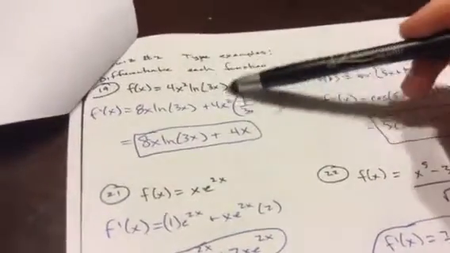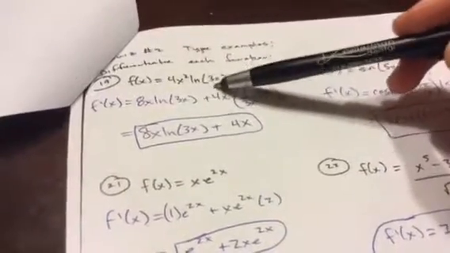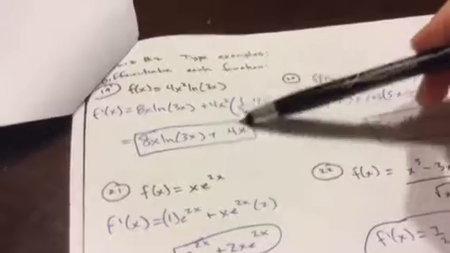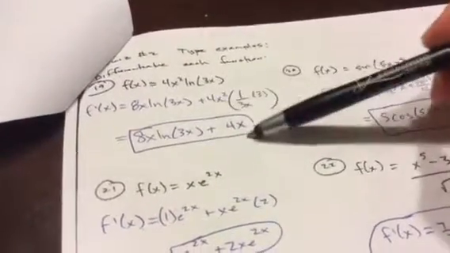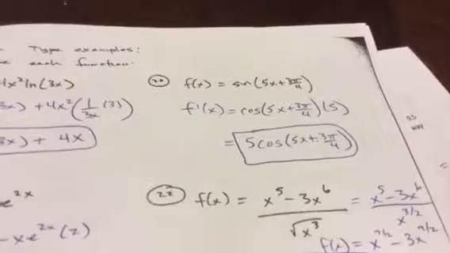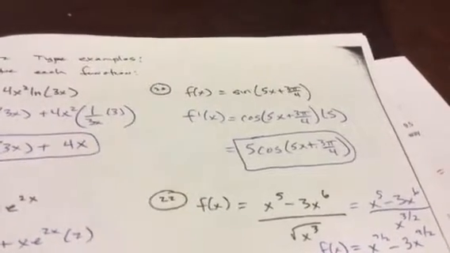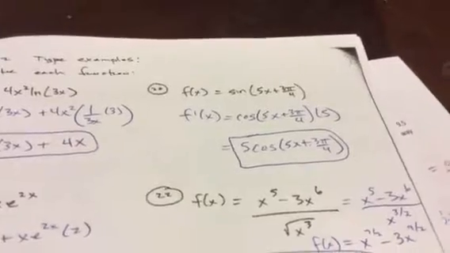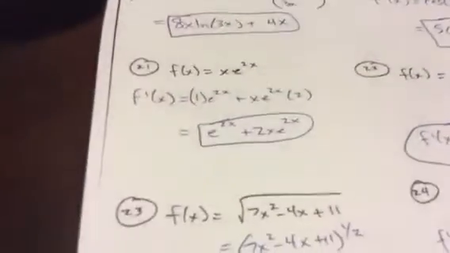It's 1 over what's inside this natural log times the derivative of what's inside. So times the derivative of 3x, which is 3. Those cancel. x squared over x is just x, and that 4 is on the outside. Guys, on 20, you take the derivative. This has a little bit of chain rule in there. This is the derivative of sine, which is cosine. Then 5x plus 3 pi fourths, and then take the derivative of 5x, which is 5. Put the 5 on the outside.